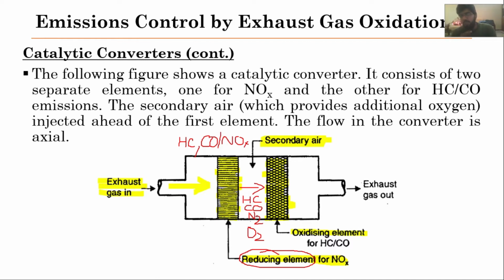Now what will happen in the oxidizing element is that we have the oxygen molecules which we obtained by breaking the nitrogen oxide molecule, and we also have some secondary air as well.